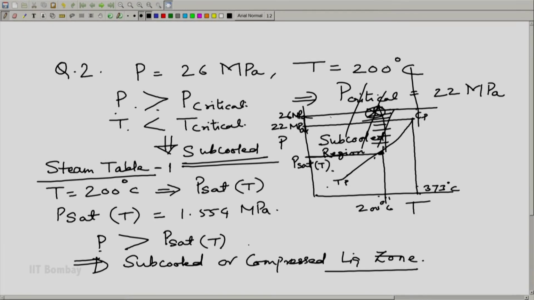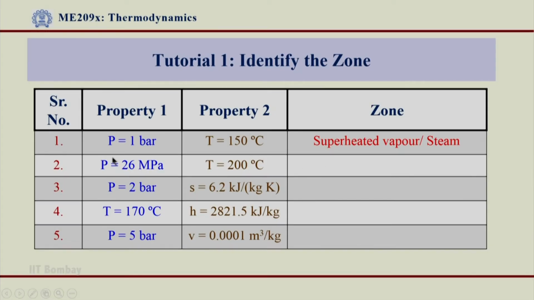That is the answer. Let us come to the answer sheet. So I will write here: for case number 2, serial number 2, P is equal to 26 MPa, T is equal to 200 degrees centigrade. We are in the subcooled or compressed liquid zone.